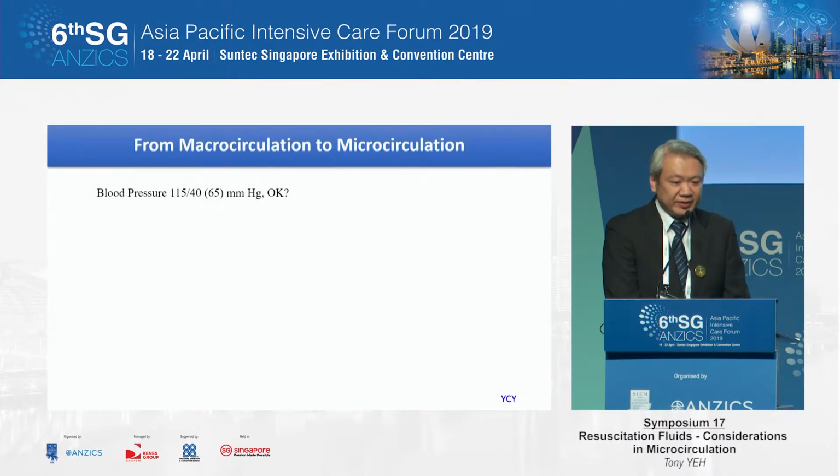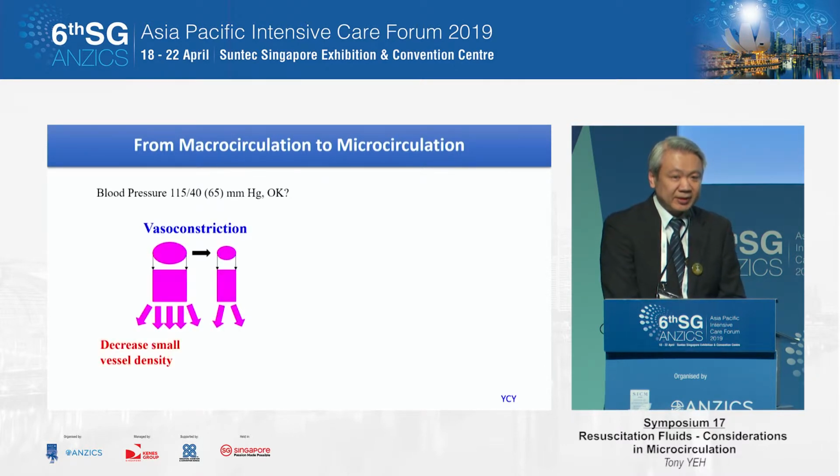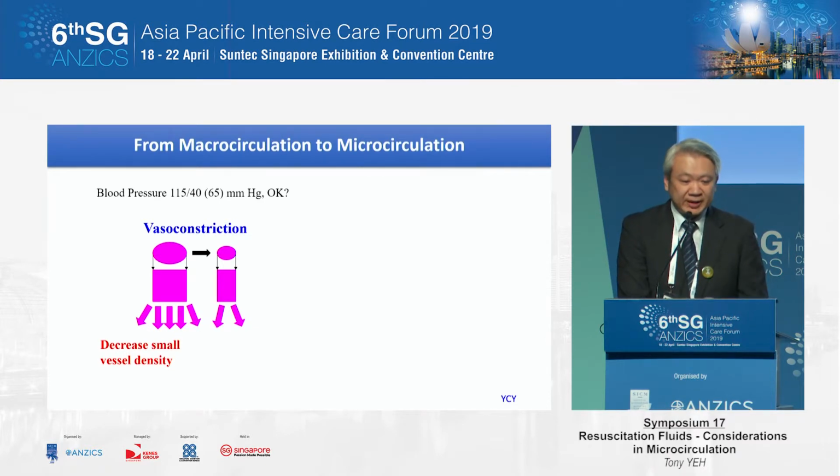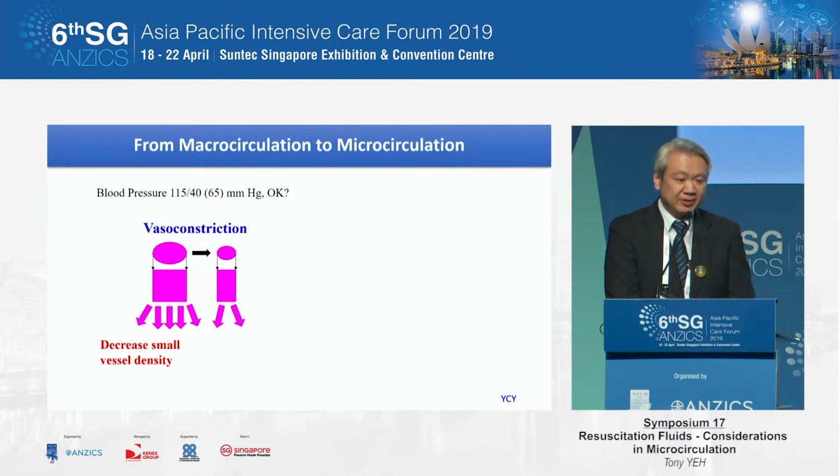And the next step is that we try to have the concept of microcirculation. The first step, it looks like not bad blood pressure. It's not okay. But I think if your patient has a high dose of vasopressor, then you have to be worried that the patient may have decreased vessel density. So that's not a good situation. Even if two patients have the same blood pressure, you should be careful.